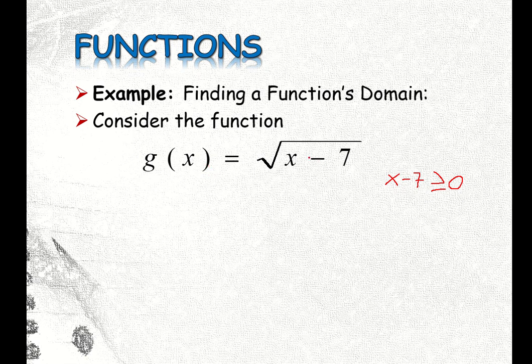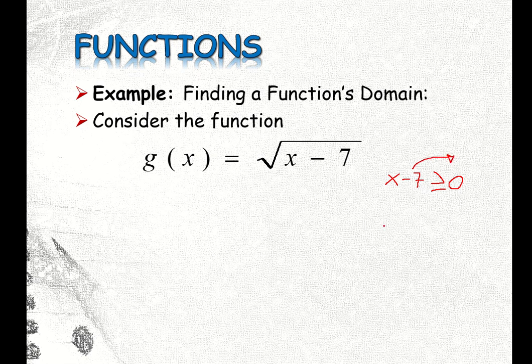But if this is negative, for example, if x is equal to 6, so 6 minus 7 is negative 1. So what is the square root of negative 1? That's undefined. We cannot define the value. So to avoid that, we have to solve for x using this inequality. x minus 7 should be greater than or equal to 0. Is that clear? How to do that? You can add 7 to both sides, or just transpose the negative 7 to the other side.